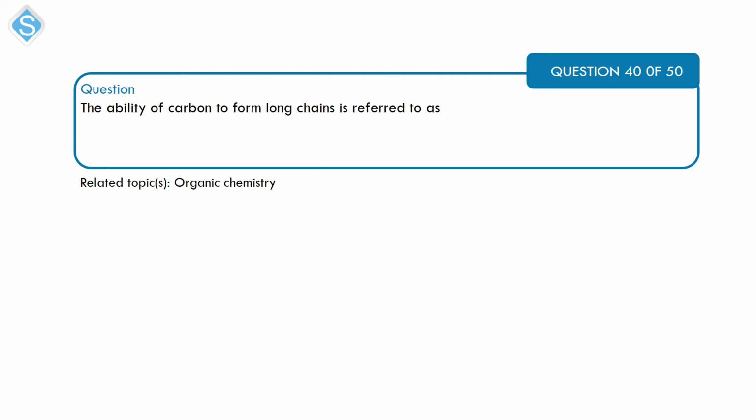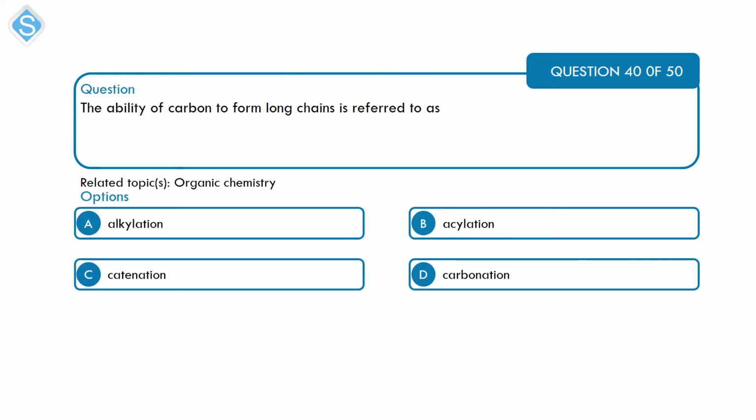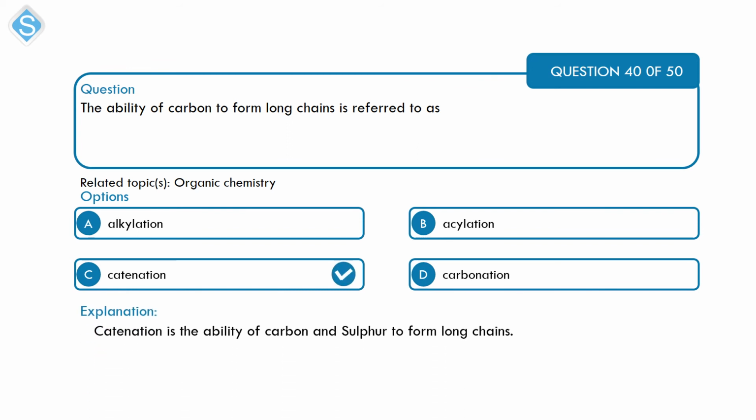Next is on organic chemistry. The ability of carbon to form long chains is referred to as A, alkylation, B, acylation, C, catenation, and D, carbonation. The ability of carbon to form long chains is regarded as catenation, and that long chain is what you have in organic compounds, especially giant molecules.